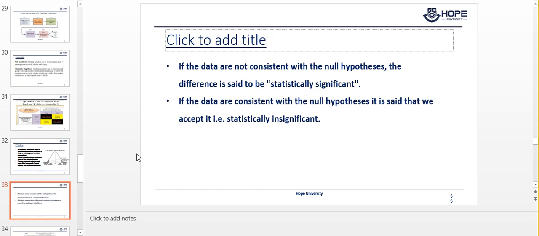What's p-value? Is the data consistent or not with the null hypothesis? The difference is said to be statistically significant. If our null hypothesis was not consistently accepted, we have determined the existence of a difference, and we say it is statistically significant. That means we have statistical significance for the difference from our null hypothesis. If the data are consistent with the null hypothesis, we accept it, and we say it is statistically insignificant.